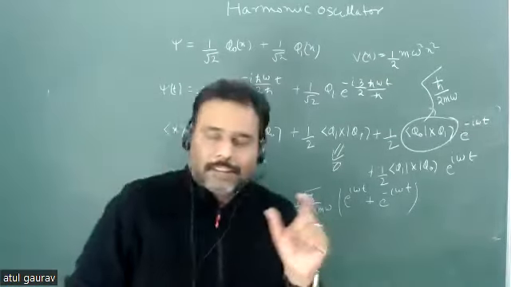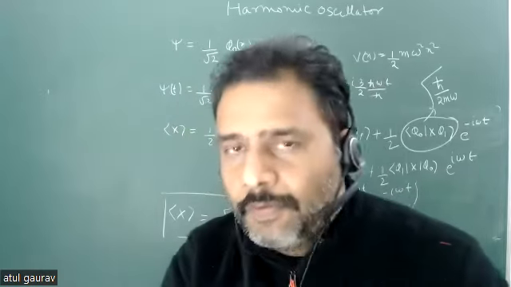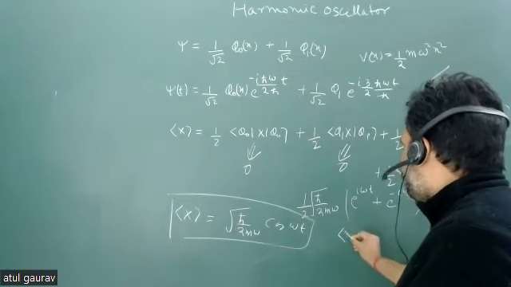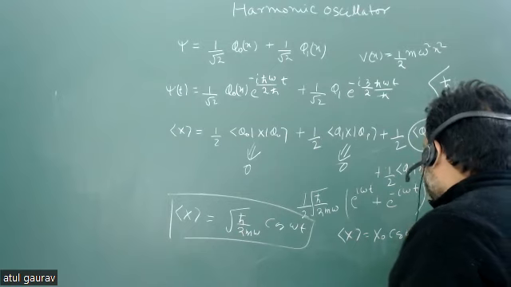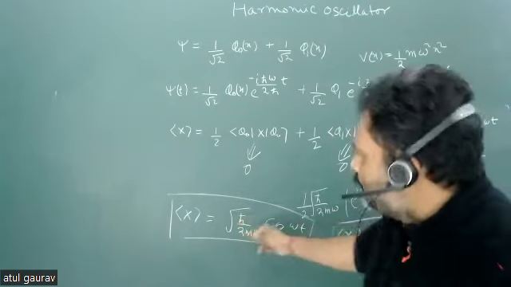This is just some x naught. This is just a dimension of what? This is just a dimension of length, isn't it? So what is the expectation value of x? It's x naught cos omega t. At t is equal to 0, you have x naught.